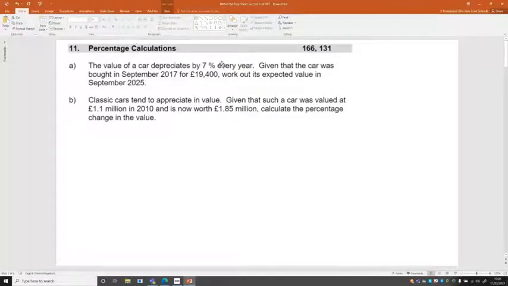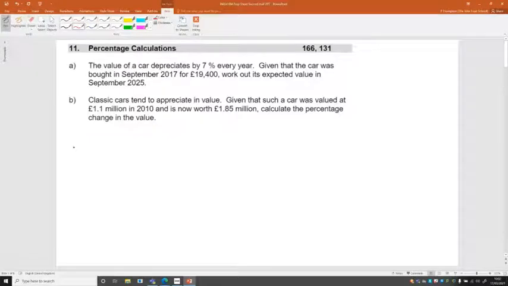All right, so question 1, the value of a car depreciates, which means it goes down by 7% each year. Given that the car was bought in September 2017 for $19,400, find its expected value in September 2025. Okay, so this car was $19,400. It's going down by 7% per annum, per year. And then for how many years would it be? Well, from 2017 to 2025, that is for 8 years.